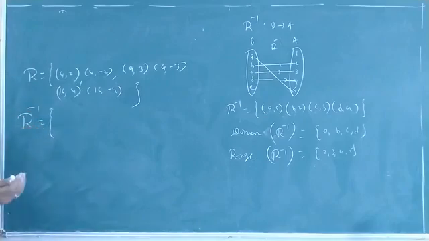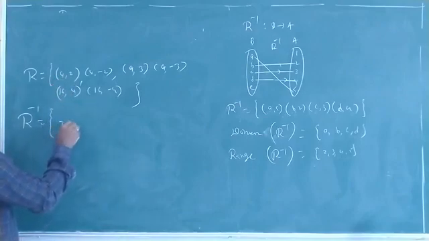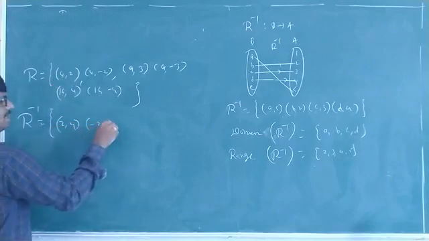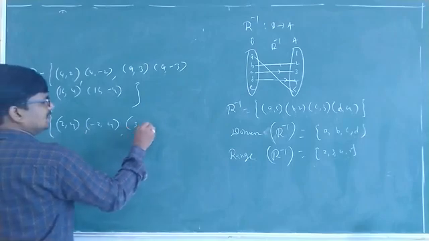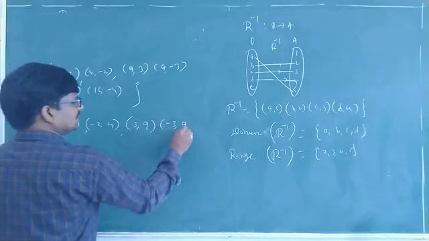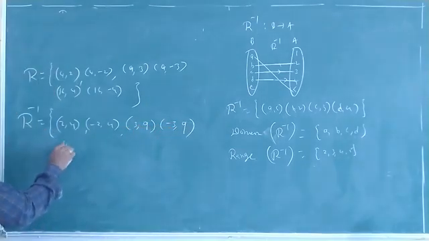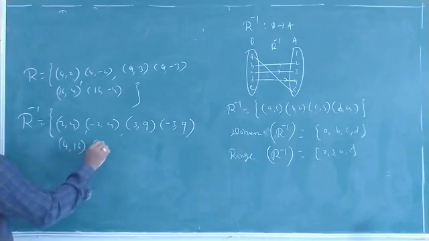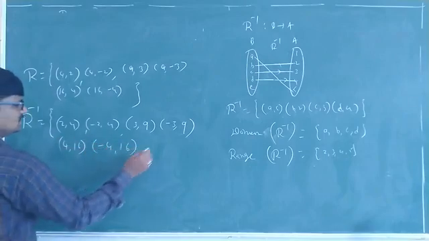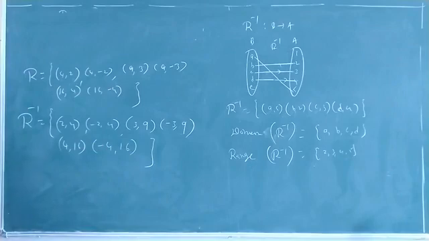R inverse means nothing else, just take the reverse. It is 4, 2, it will be 2, 4. It is minus 2, 4. It is 3, 9. It is minus 3, 9. Next it is 4, 16. It is minus 4, 16. That much only.